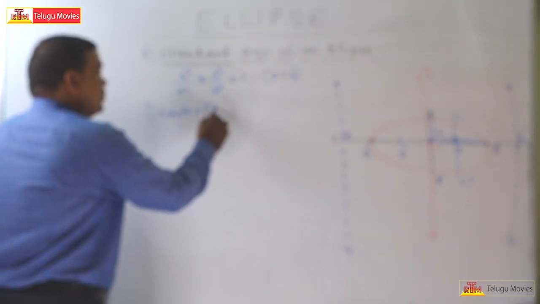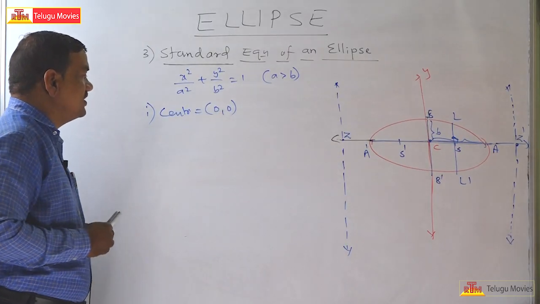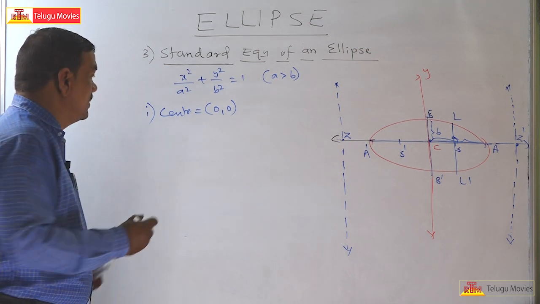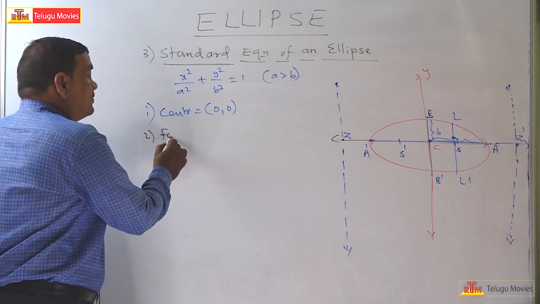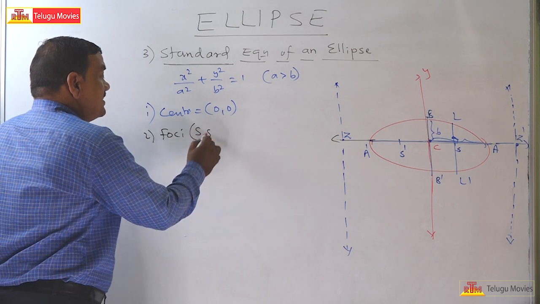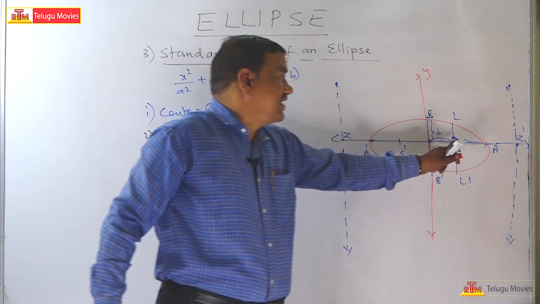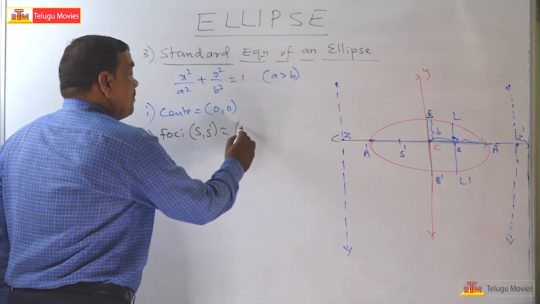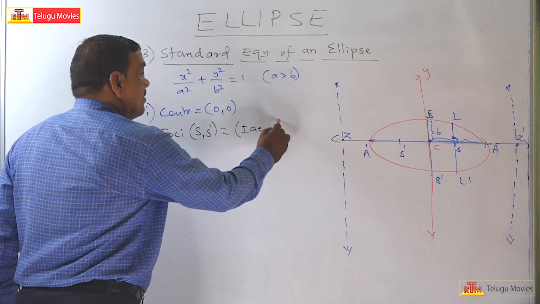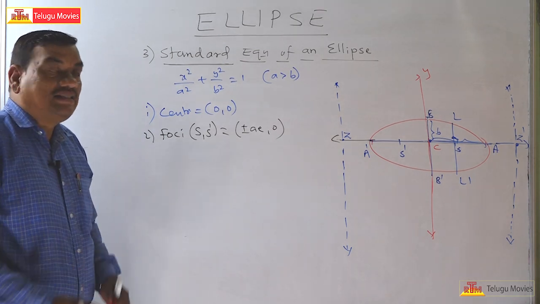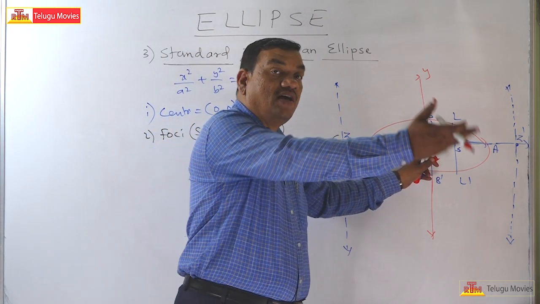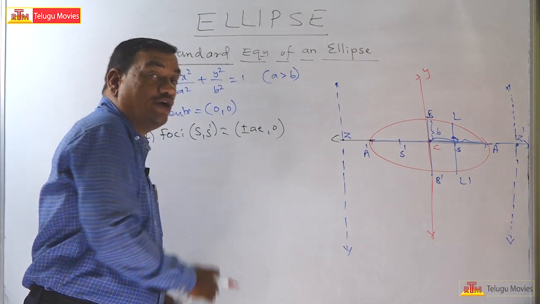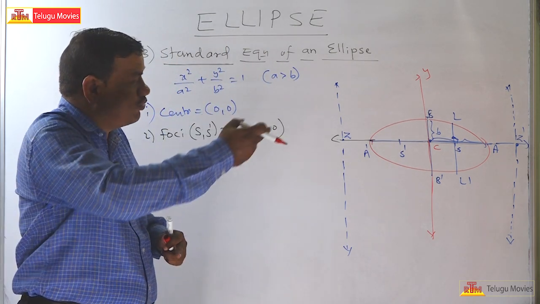Center is equal to (0, 0). Center is C, only one center, (0, 0). The second one is foci. Foci means S and S dash. The foci are (plus or minus AE, 0): plus AE, 0 lies on the right side, and minus AE, 0 lies on the left side of the center. Okay, C is over.